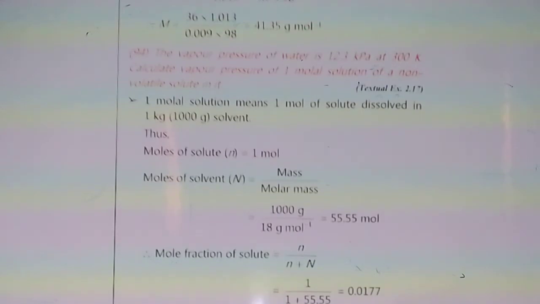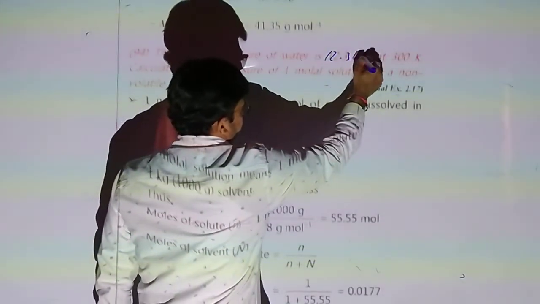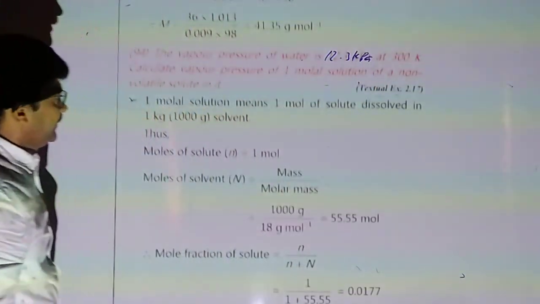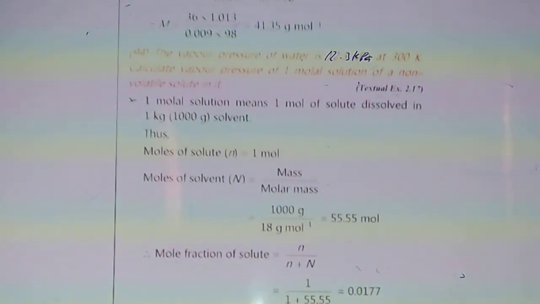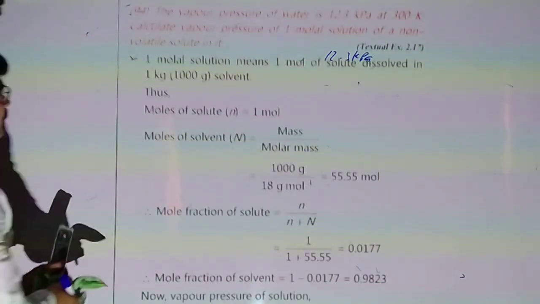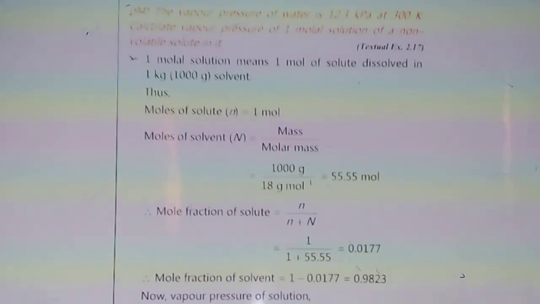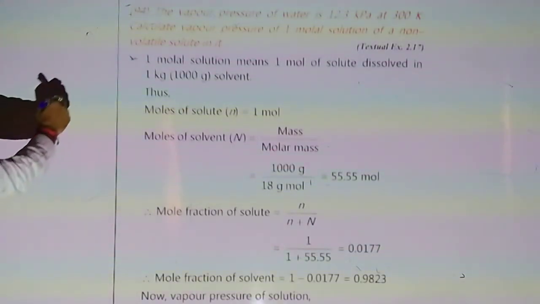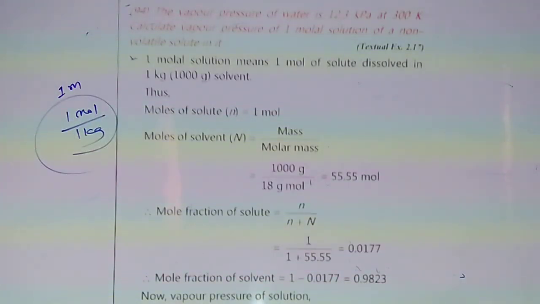Now 2.17 example. The vapor pressure of water is 12.3 kilopascal at 300 Kelvin. Calculate vapor pressure of 1 molar solution of a non-volatile solute in it. 1 molar solution means molality 1, 1 mole per 1 kilogram. By the molality relation, 1 mole is dissolved into 1 kilogram solvent.